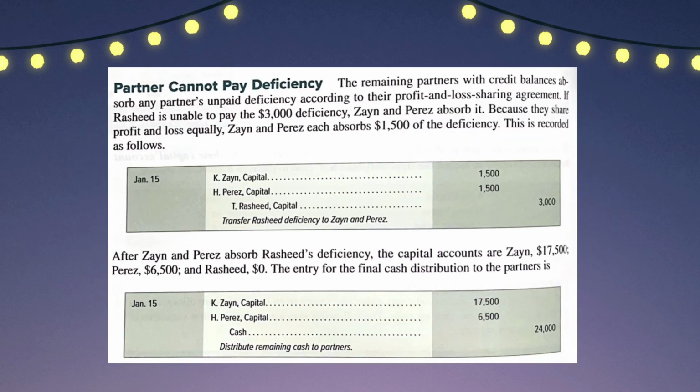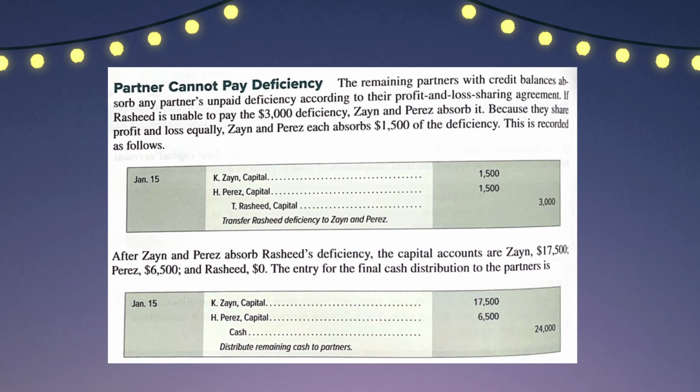Partner cannot pay deficiency. The remaining partners with credit balances absorb any partner's unpaid deficiency according to their profit and loss sharing agreement. If Rashid is unable to pay the $3,000 deficiency, Zain and Perez absorb it. Because they share profit and loss equally, Zain and Perez each absorb $1,500 of the deficiency. This is recorded as follows.